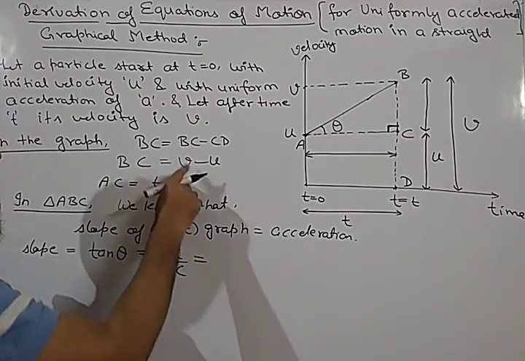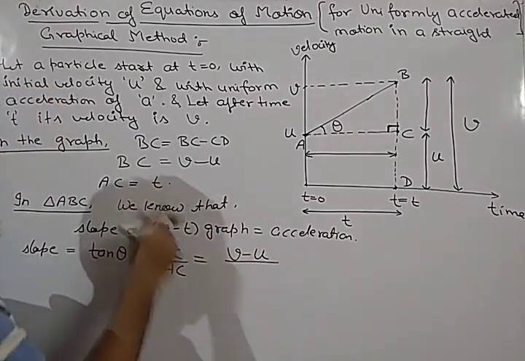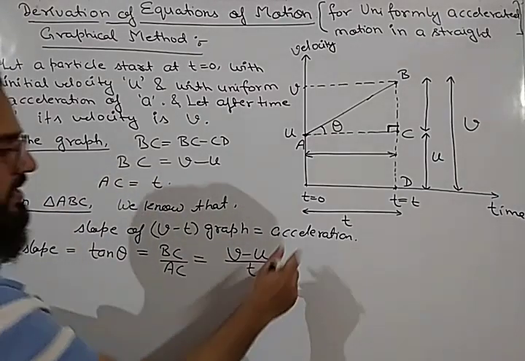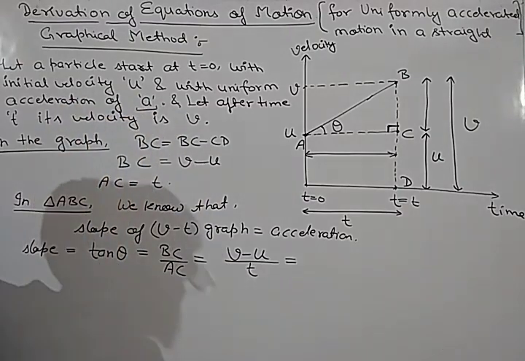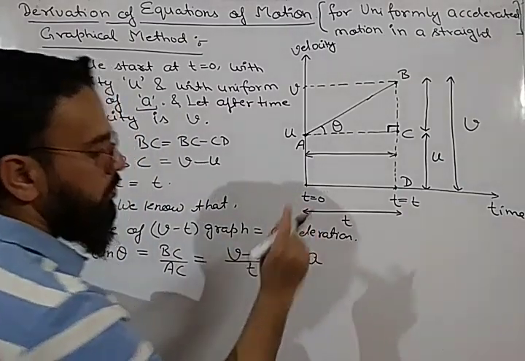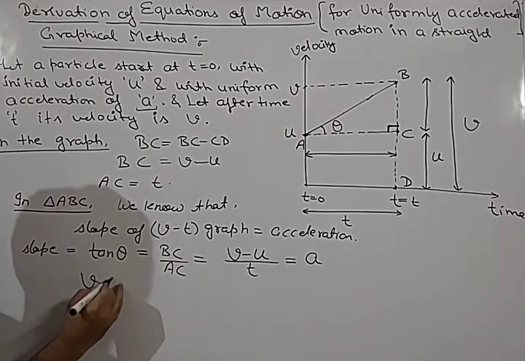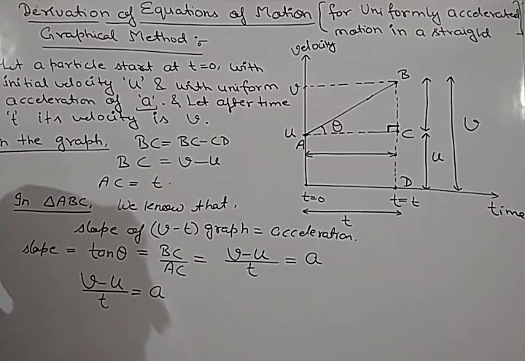What is the value of BC? BC is equal to V minus U upon AC is equal to T. And this slope is equal to acceleration. And what is the acceleration? We have taken acceleration as A, so we can write it equals to A. It means we get an equation V minus U upon T is equal to A.